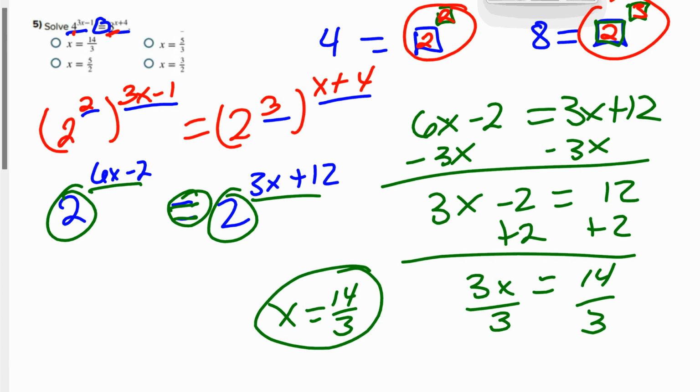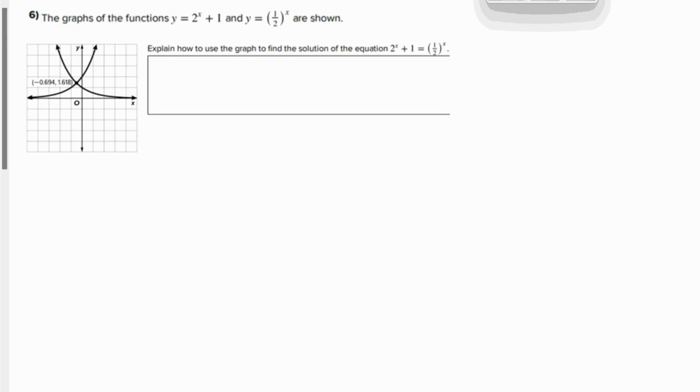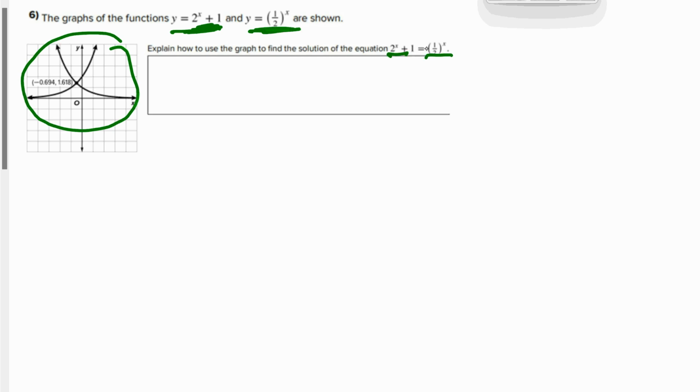But there's your answer. Okay, on number 6, we're asked to graph both of these equations. Let's graph them, and we can see those graphs right here. And we want to know, okay, where's the solution to this equation equaling this equation, right, when they're set equal to each other?